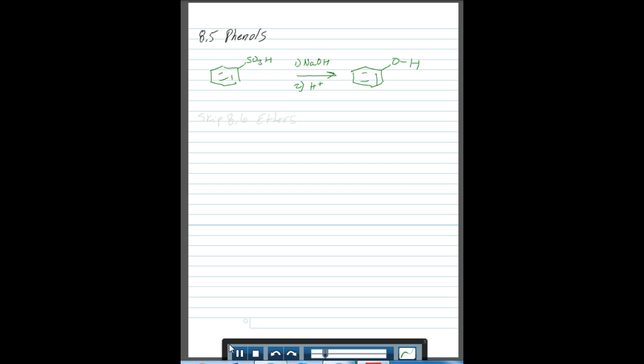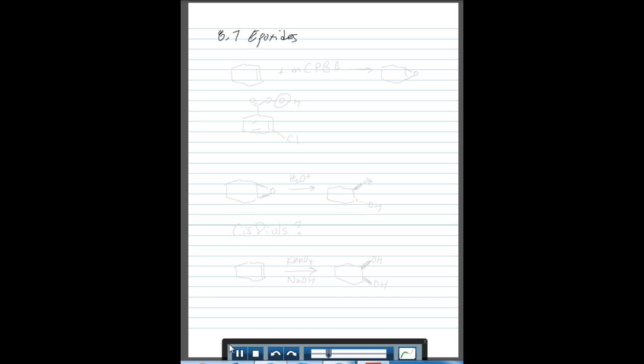We are also going to skip 8.6, so skip 8.6. This is about ethers. Nothing really exciting about it. They just kind of give you some more information about ethers. All right, 8.7 is about epoxides. We've already learned epoxides. This book does a lot of the same reactions in different chapters, which is good because you get to see it again.